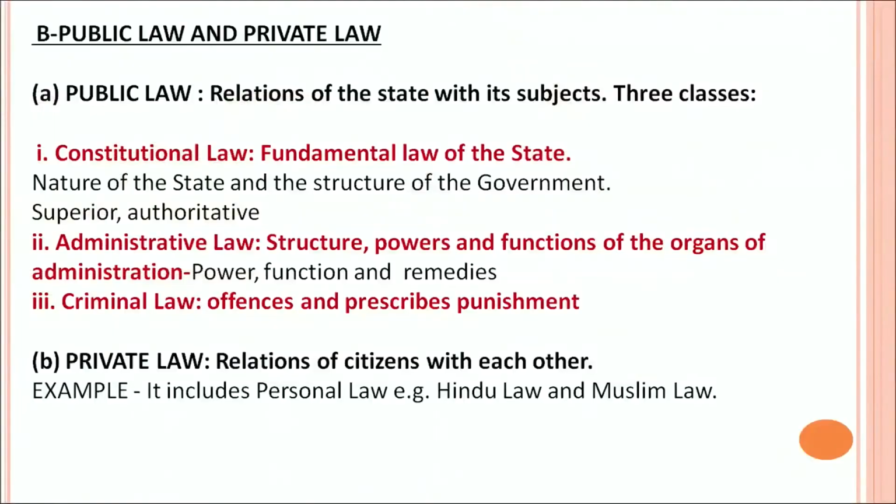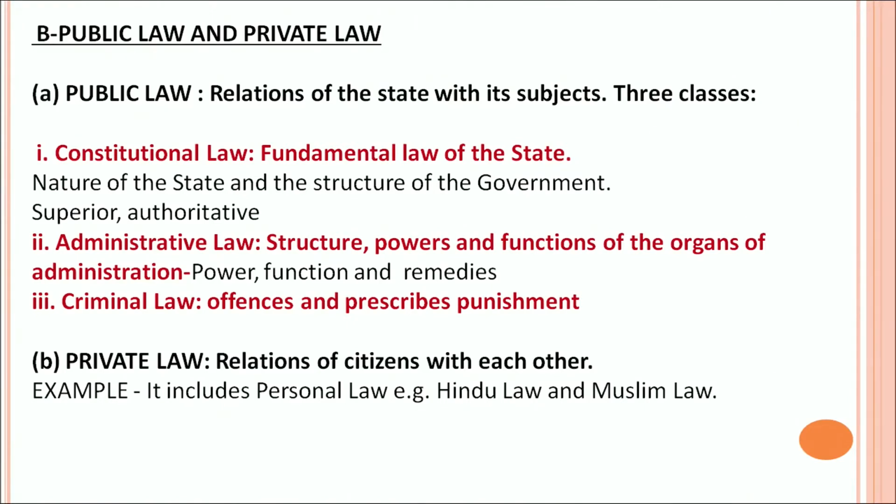The third category of public law is the criminal law. It prescribes the do's and don'ts in the society, that is, what are the offenses which are not tolerable by the society, and it also prescribes certain punishment which will be meted out to a person in case he is found guilty of flouting any of the offenses prescribed in the criminal law.